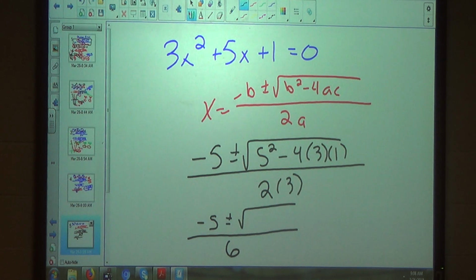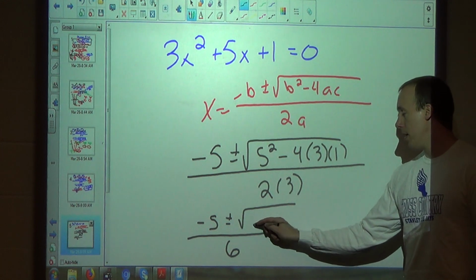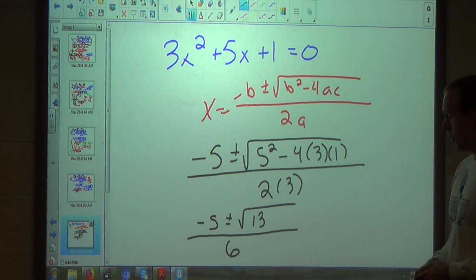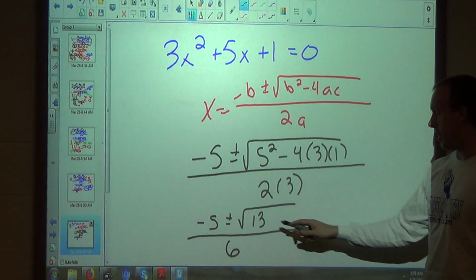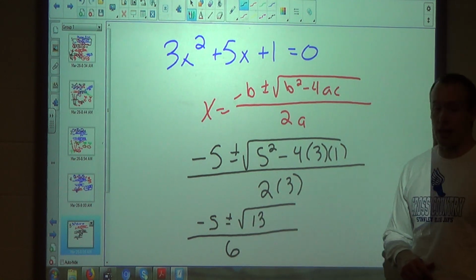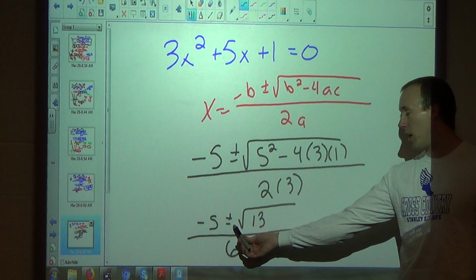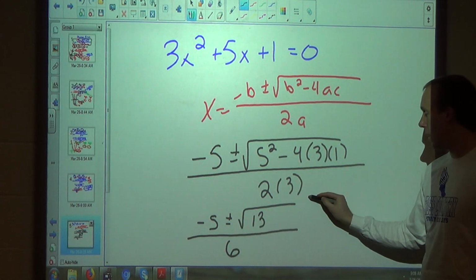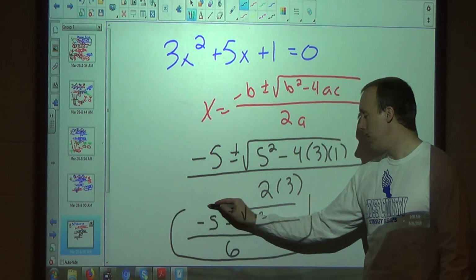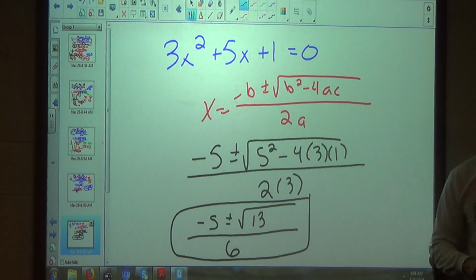So then you plug in 5 squared minus 4 times 3 times 1. And what number do we get? 25 minus 12 would be 13. And does 13 break down? No. And do the 5, the 1, and the 6 have anything in common here? When we say the 1, it's the number in front of x that we do not see. No, so then what is my solution? That's my solution.